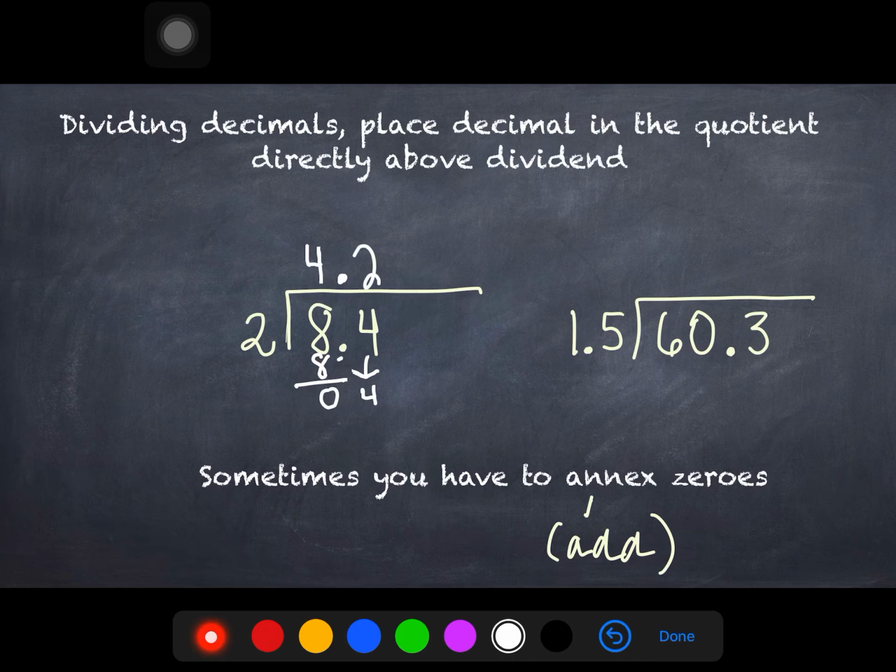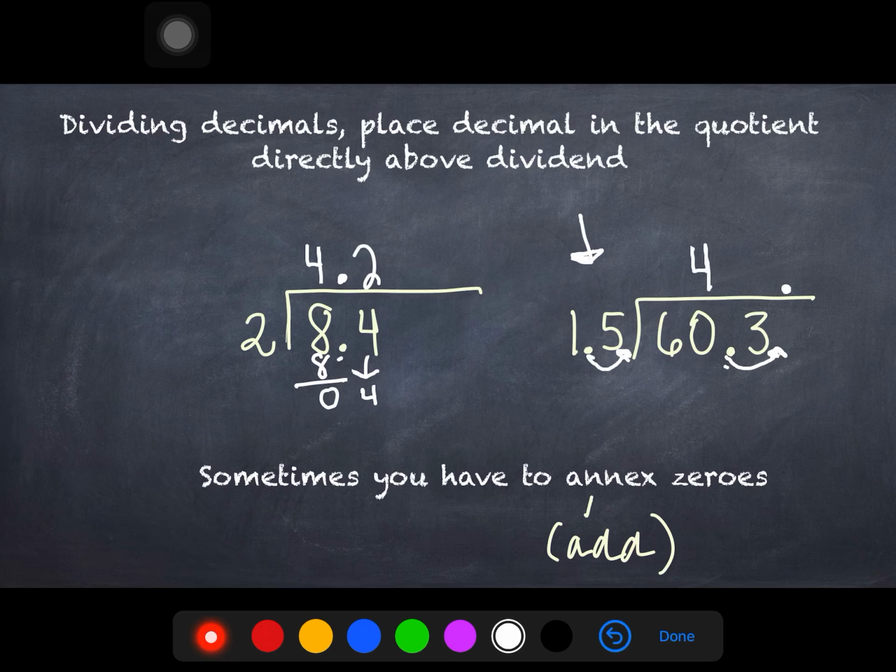Okay, that easy. Sometimes you will have to annex a 0. Before I place this decimal up, I have one decimal in my divisor. I'm going to multiply that by 10 to the first power. Move my decimal once. I must do that here in my quotient. Okay, so I'm going to do it in the dividend to match it, and I place it right up in the quotient. Now I can divide.